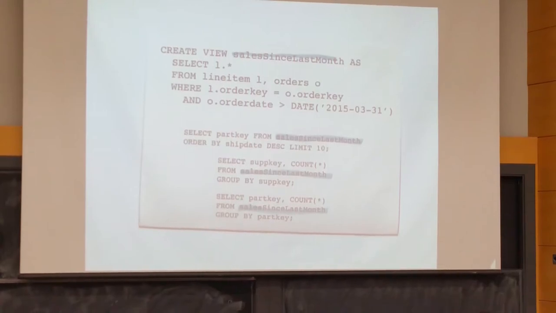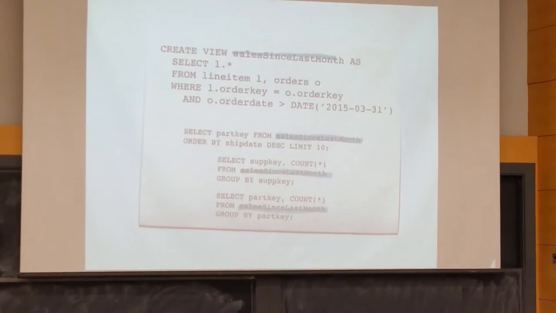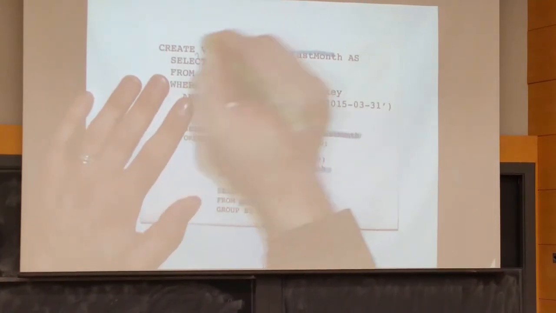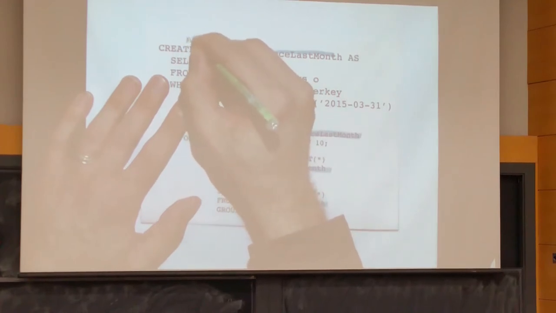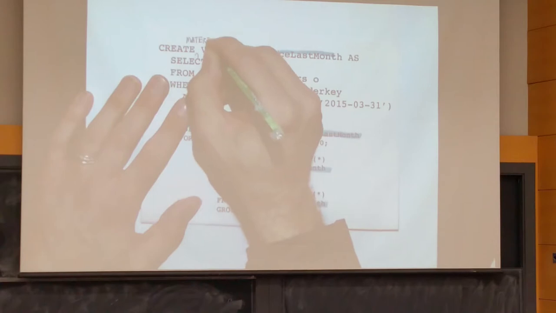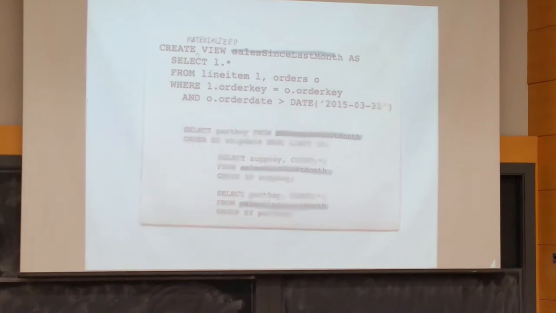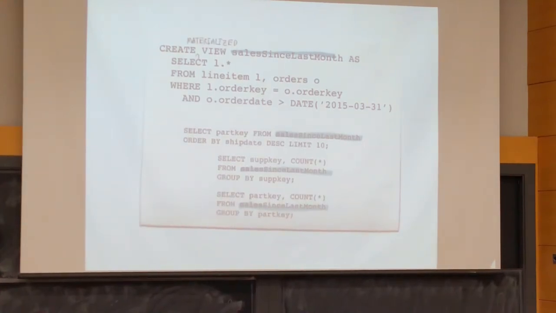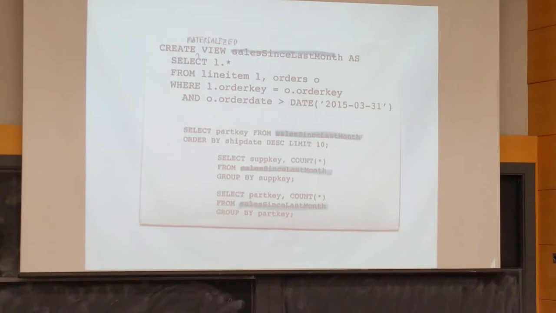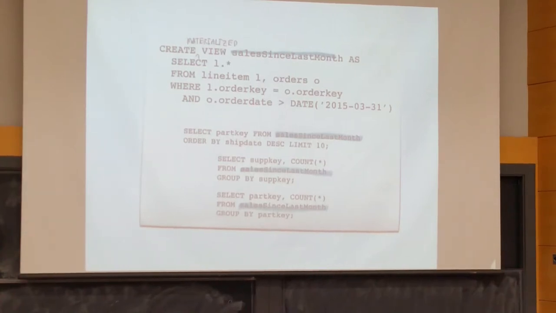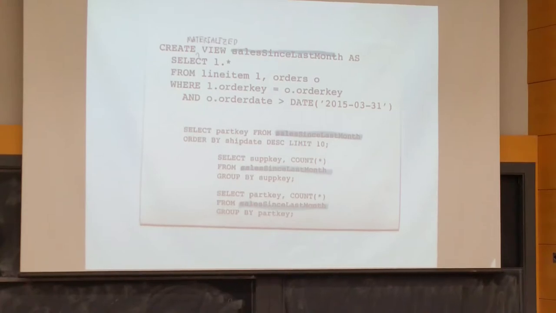Now, typically, the way that this works in a traditional database is that you'd specify not just create view, you tell the database to create what's called a materialized view. In other words, the database takes this query, pre-computes it, and puts it on disk. Okay, great. Questions about this general idea?